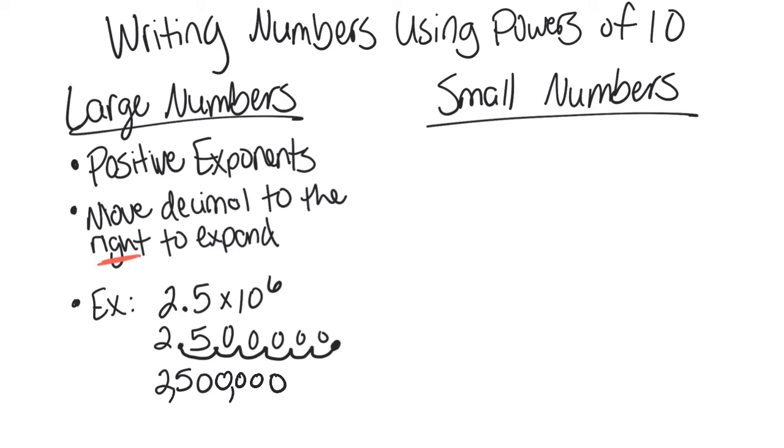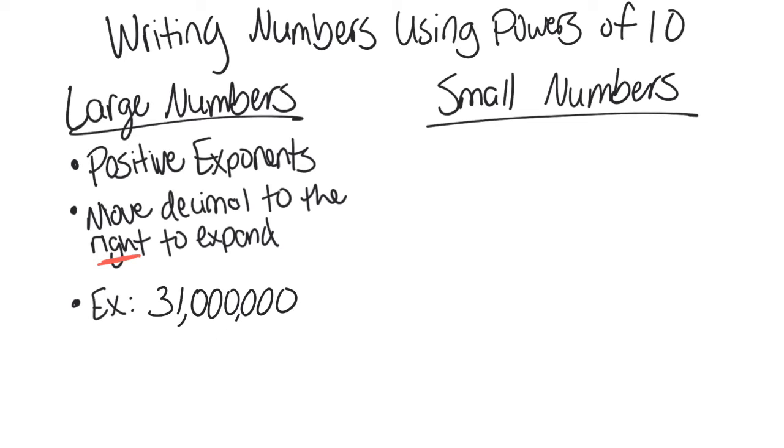2,500,000. Let's say I start with an expanded number like 31 million here, and I want to write it with powers of 10. I would put my decimal where I want it to be, like let's say right here. So I want my number to be 3.1 times 10 to the, and I need to figure out how many places it is to the end of the number. And I'll notice here that it would be 7. And so that would be 3.1 times 10 to the 7th.